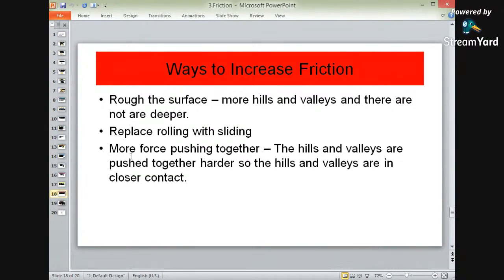More force pushing together: the hills and valleys are pushed together harder, so they are in closer contact. When more force is applied, that means the hills and valleys are pressed closer between the two bodies, and when the force applied is more, the friction caused between the two bodies will be more.